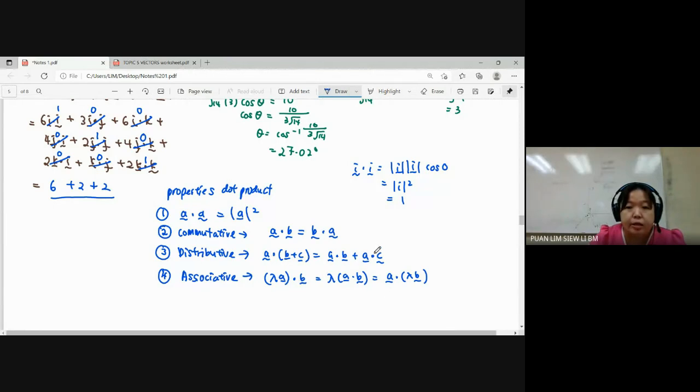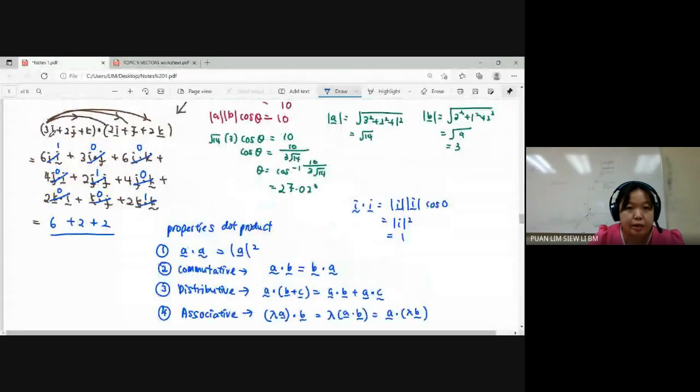So properties ni dia menjelaskan konsep macam mana kita nak darab, macam mana kita nak kembang yang ada bahagian yang tambah ini. So associative contoh lambda A dot B. So macam tadi saya buatlah, contohnya 3I darab 2I kan. So nombor dengan nombor saya boleh asingkan jadi 6, dan vektor darab vektor. So ini dah kiranya saya guna associative law lah. Ataupun nombor tu saya boleh darab dengan vektor B, tak ada masalah.